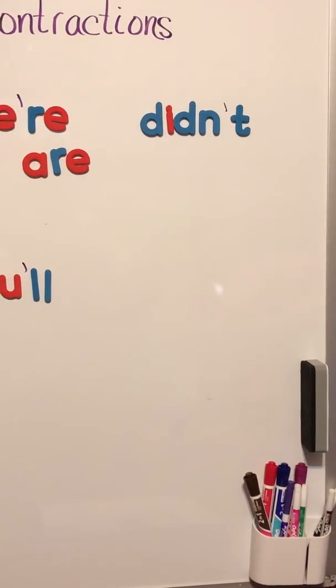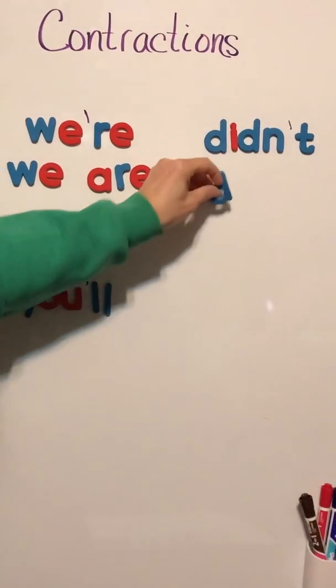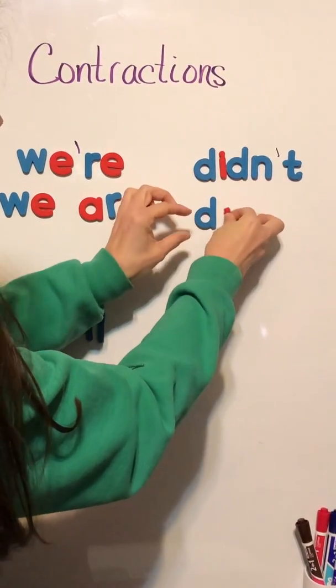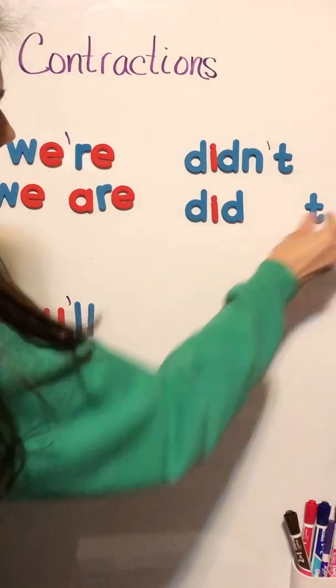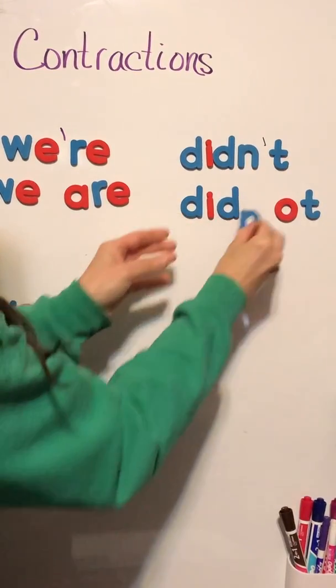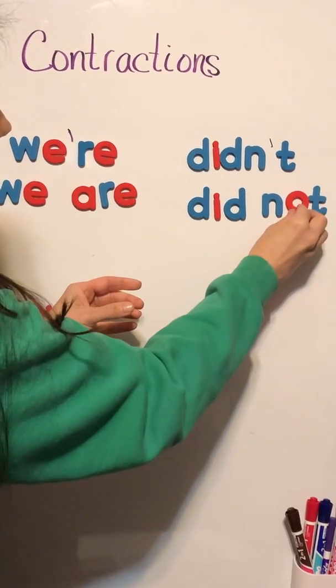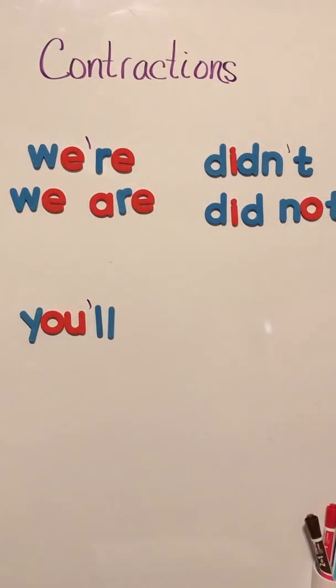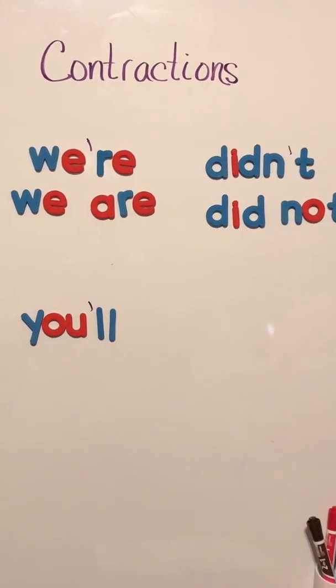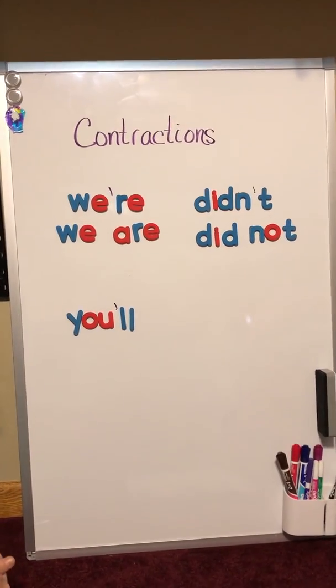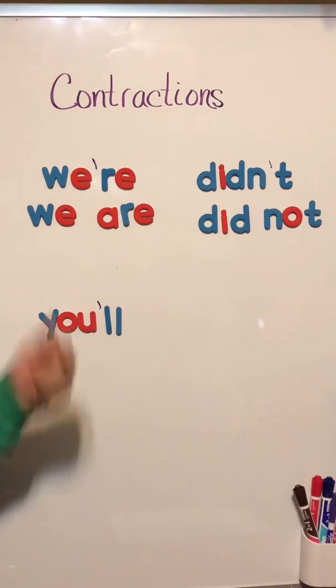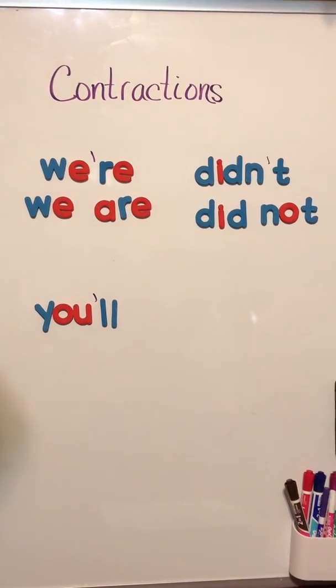Now we have the contraction didn't. Well, didn't is the contraction for did not. So we can say I didn't do my homework, or I did not do my homework. It means the same thing. It's just that one is a contraction and one is not.